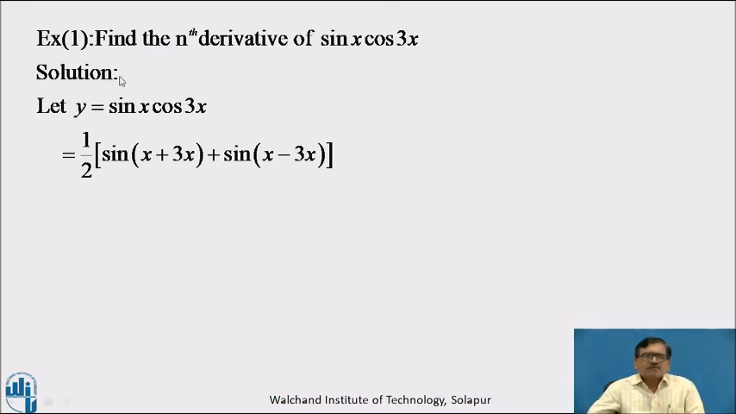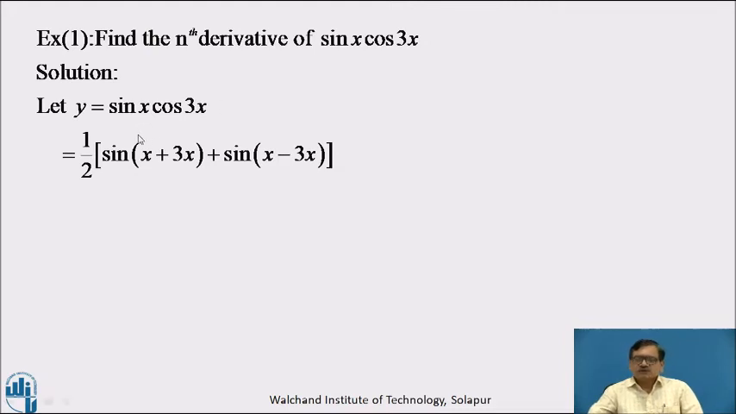First one, find the n derivative of sin x into cos 3x. Let y equal to sin x into cos 3x. Here you have product of sin and cosine. Therefore, whenever your trigonometric function is there, to find the n derivative, in that cases first of all you have to express in the form of sin ax plus b or cos ax plus b.